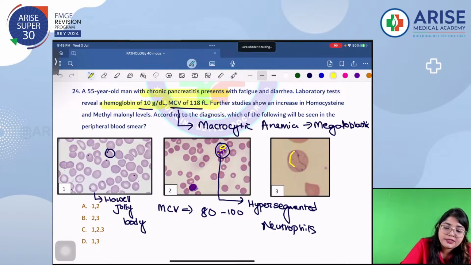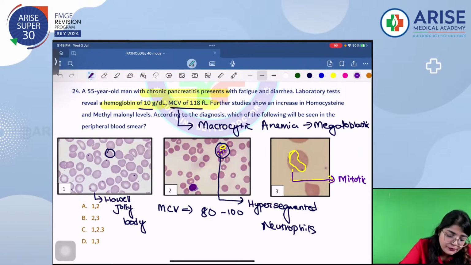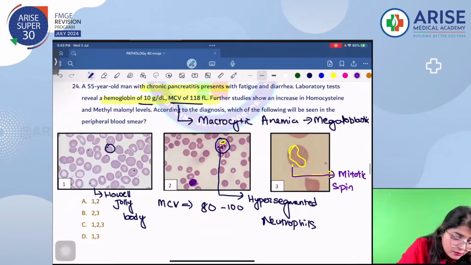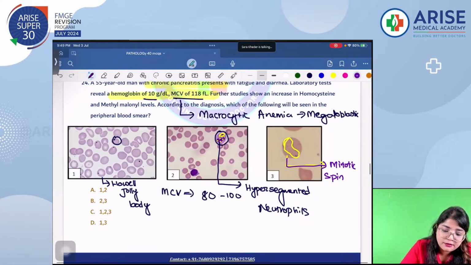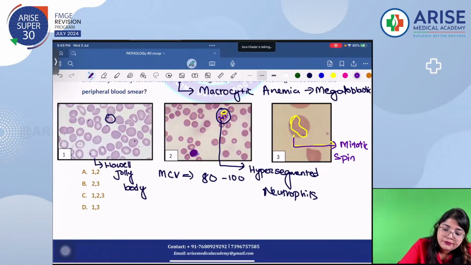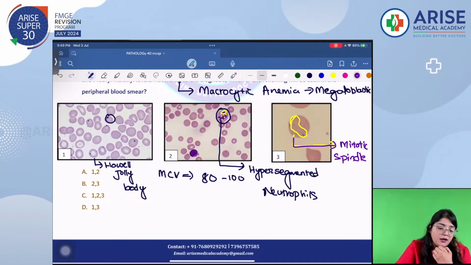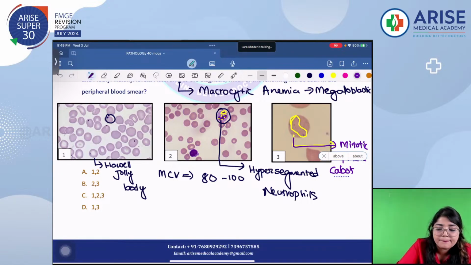And this mitotic spindle, it can make a figure of 8. It can be a circle, any one of them. This is a mitotic spindle. I hope you're able to see this. Figure of 8 is seen where? Where else? Yes, mitotic spindle, which is your Cabot ring.